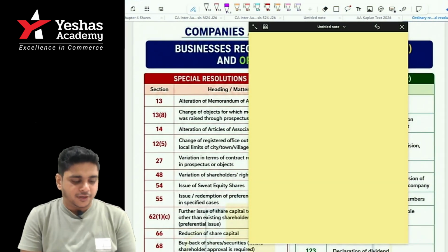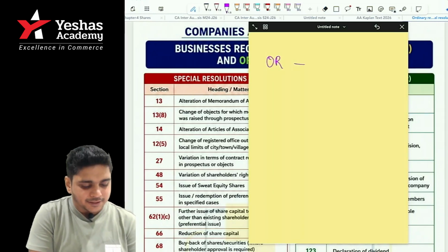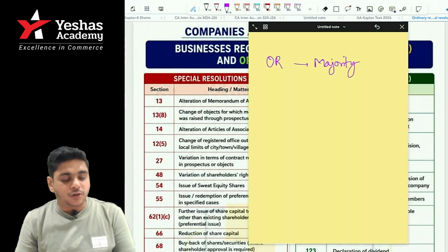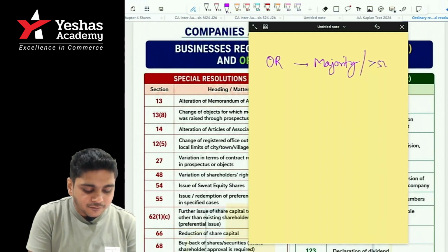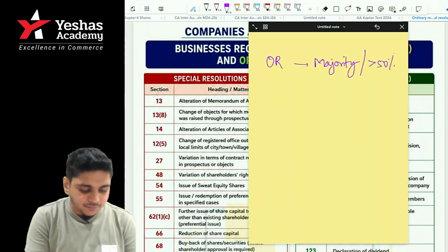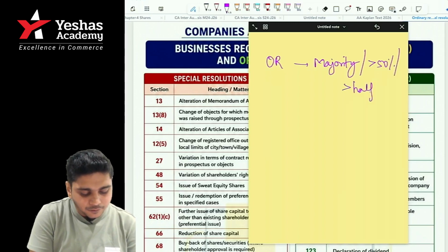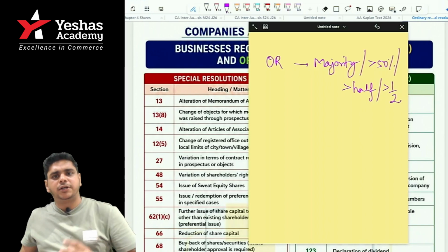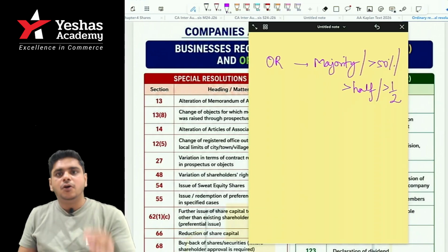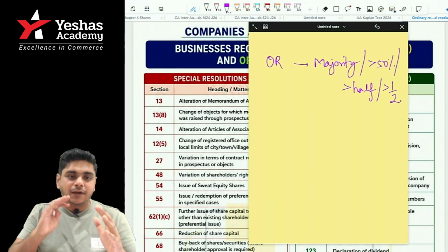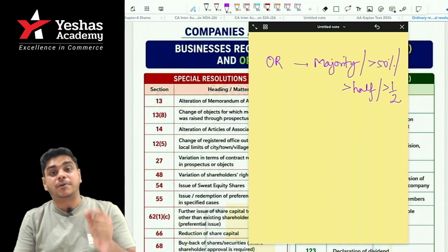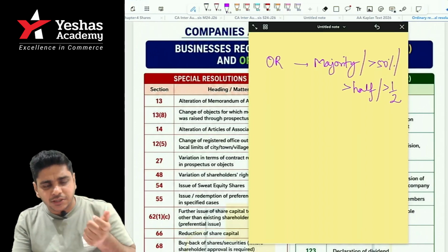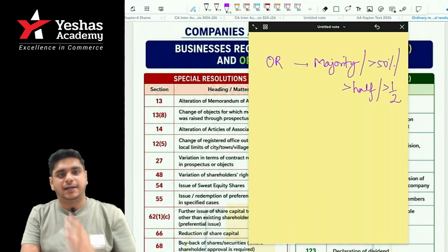Whenever the question says OR is required, that means a majority of the members should give the approval. Sir, majority basically means how much? More than 50%, that means more than half, that is more than 1 by 2 should give approval. Majority, more than 50%, more than half, or more than 1 by 2, all mean the same. I have used different terms for the purpose of MCQ. In the paper, they keep on asking, twisting the question. If your basics are clear, you can easily answer it.